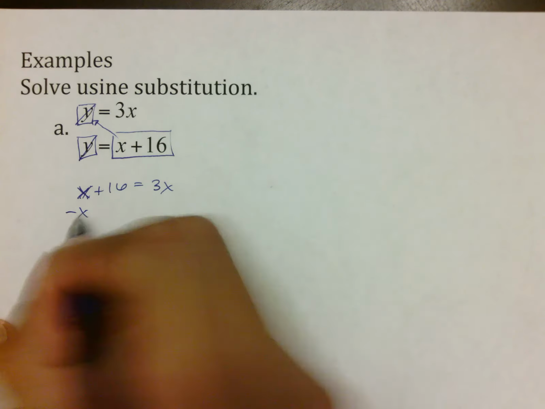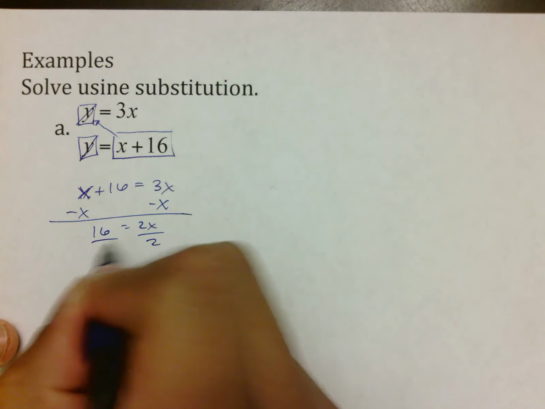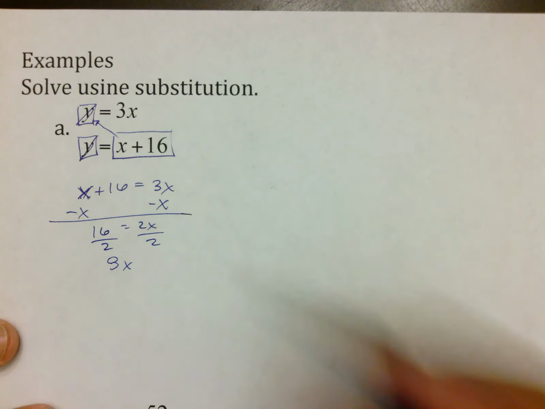From there, my algebra is easy. I subtract x from both sides. I get 16 equals 2x. I divide by 2. Again, the algebra part we know already. 8 is equal to x.